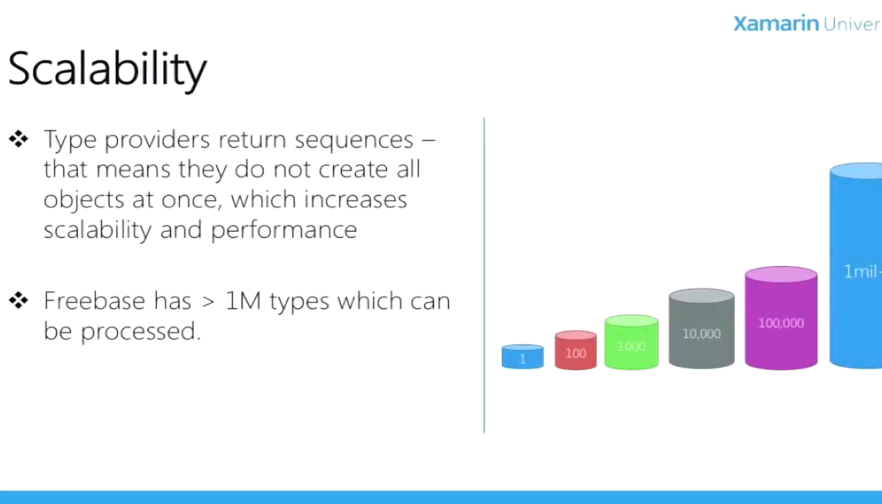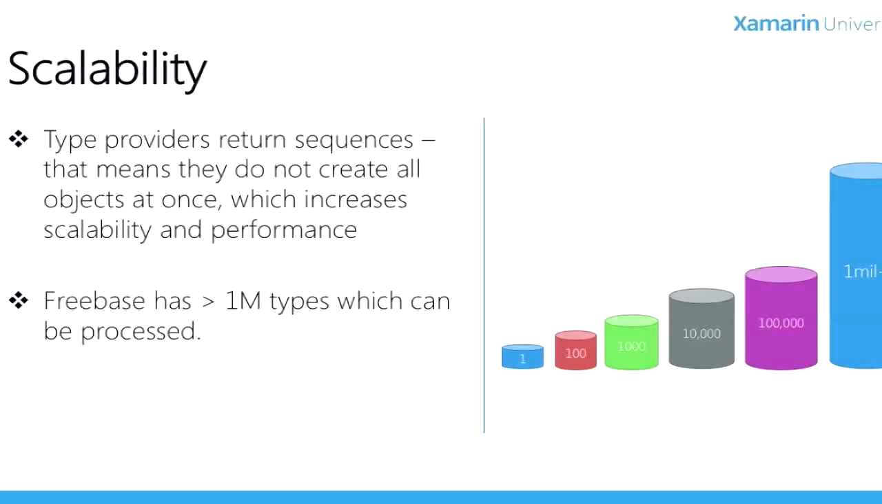As an example, Freebase, which is a free database of tons of data, has millions of types available and is exposed through a type provider. And we'll actually use Freebase in one of the lab exercises. In addition to relying on lazy evaluation, the abstract syntax trees, which are created to describe the strongly typed data, are created from expression trees.